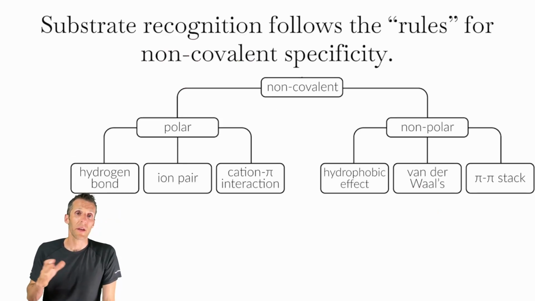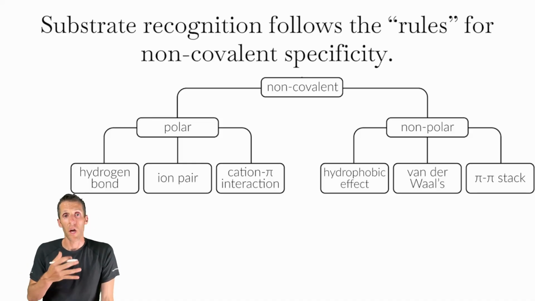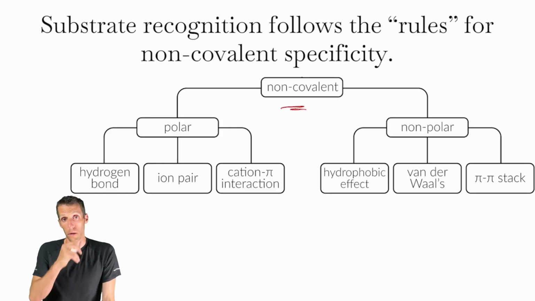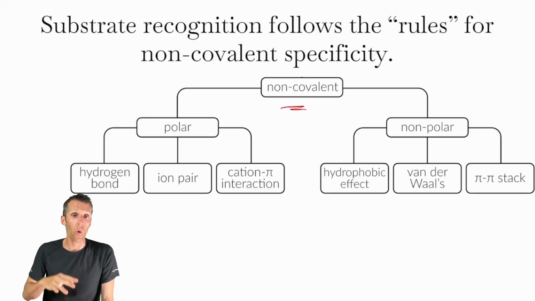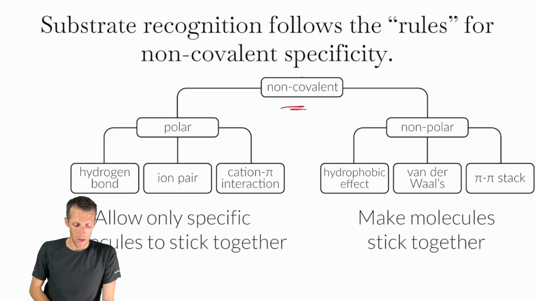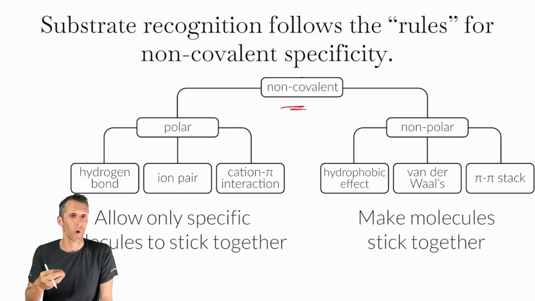And this substrate recognition actually follows the rules we've talked about in previous videos, talking about non-covalent specificity. When I was talking about intermolecular interactions, I talked about how we can break non-covalent interactions into nonpolar and polar, and said that the nonpolar interactions like the hydrophobic effect tend to just make things stick together, whereas things like hydrogen bonds and ion pairs tend to make only specific molecules stick together.